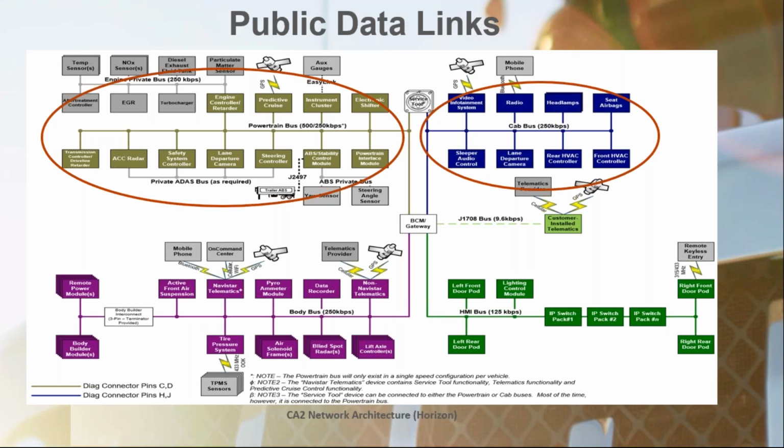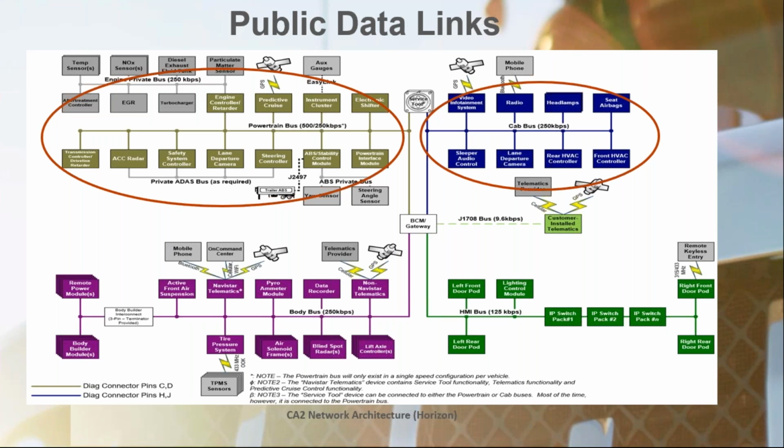The next slide is going to depict some of the privates. Depends on how it's equipped. There may be multiple private data links. So in the upper left is what's called an engine private bus. That's essentially your after treatment system. It's going to be talking on that. That is 250,000 bits per second, and it is considered a J1939 data link.